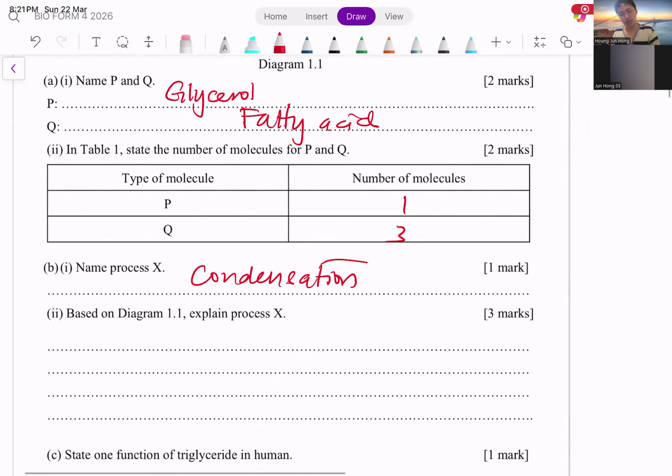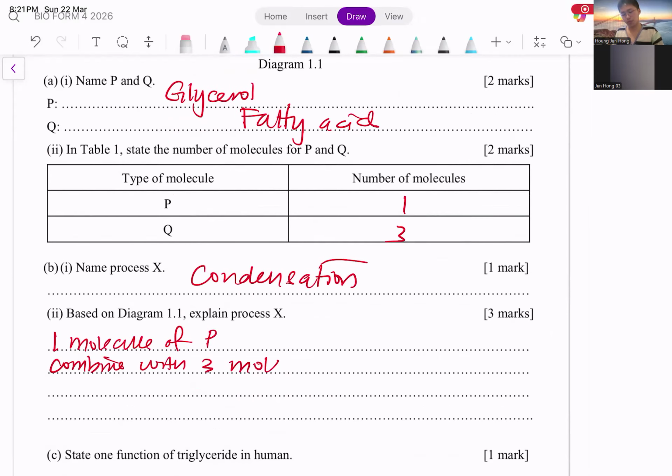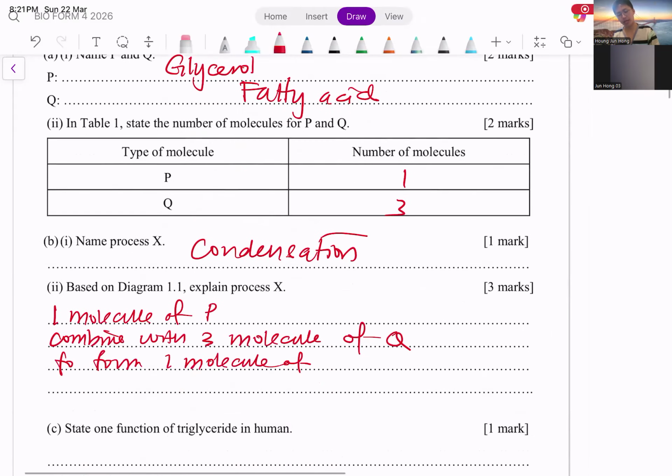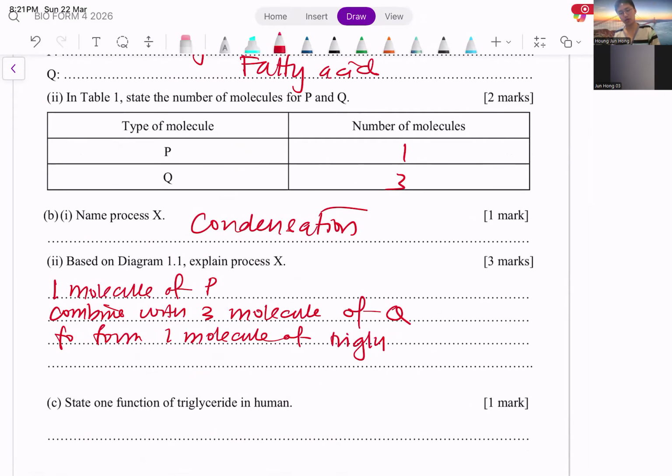Starting from P, 1 molecule of P combined with 3 molecules of Q. Right, say whatever you see. So you see a 1P, you see 3Q, put them together. And this forms 1 molecule of, what's that called? That's called triglyceride.